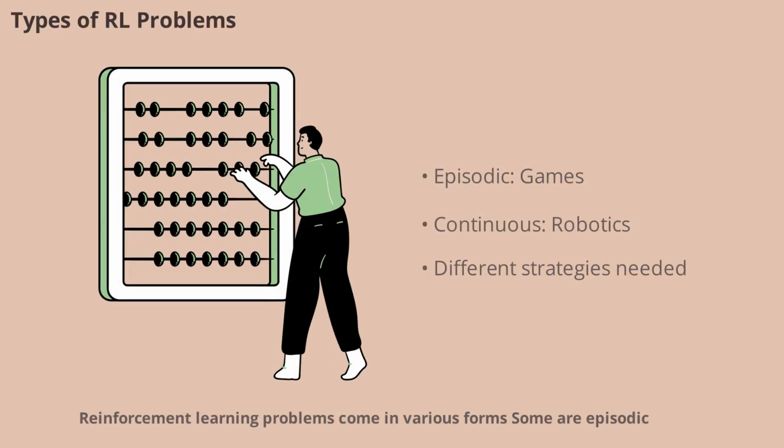Reinforcement learning problems come in various forms. Some are episodic, where the agent's experience is divided into episodes, like playing a game. Others are continuous, with no clear endpoint, such as controlling a robot. Understanding the type of problem helps in designing the right RL algorithm and setting appropriate goals for the agent.